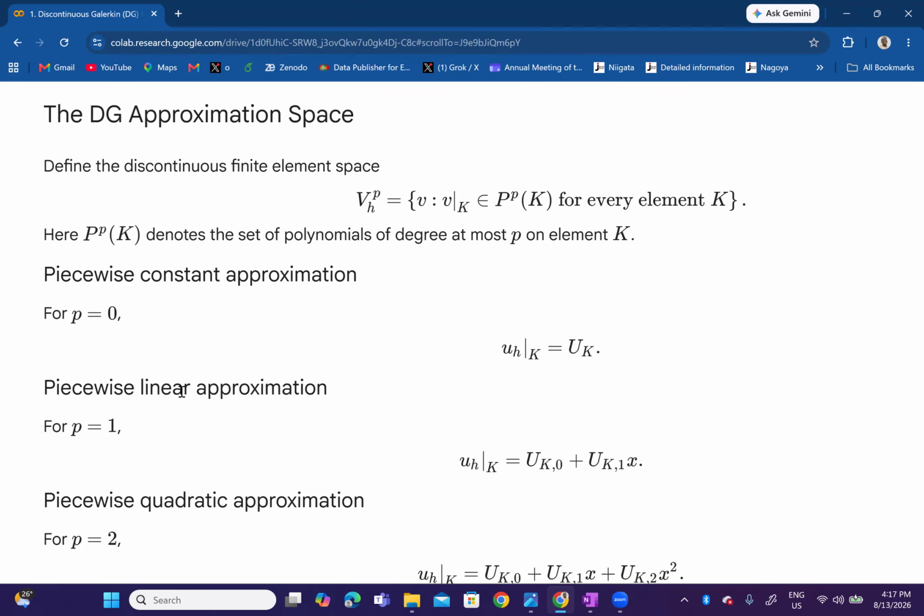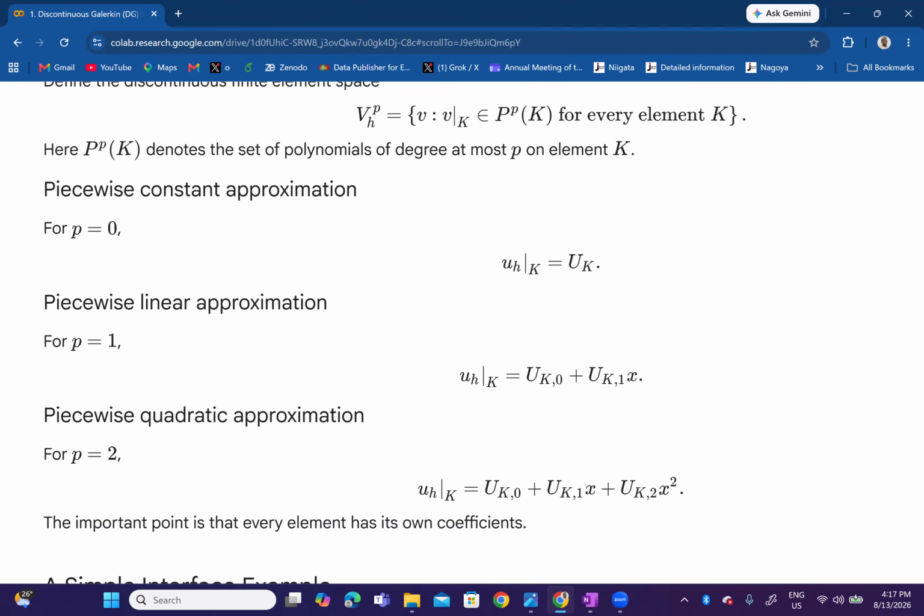Now we have piecewise linear approximation. For p equals 1, u_h restricted to K is equal to u_{K,0} plus u_{K,1}x. And it keeps going like that. For piecewise quadratic approximation, for p equals 2, u_h restricted to K equals u_{K,0} plus u_{K,1}x plus u_{K,2}x squared. So the important point is that every element has its own coefficients.